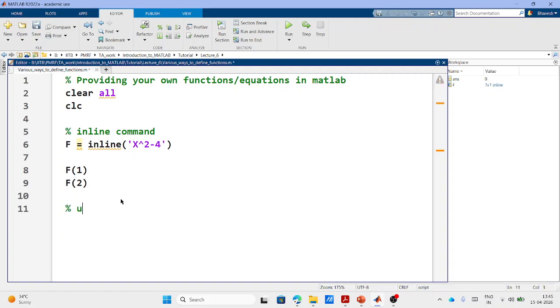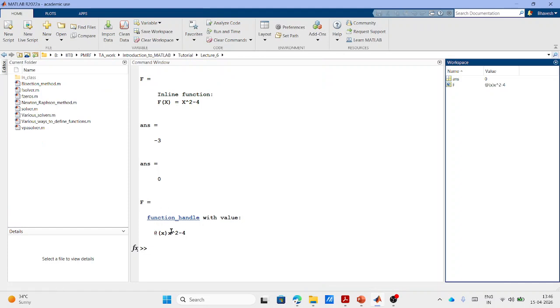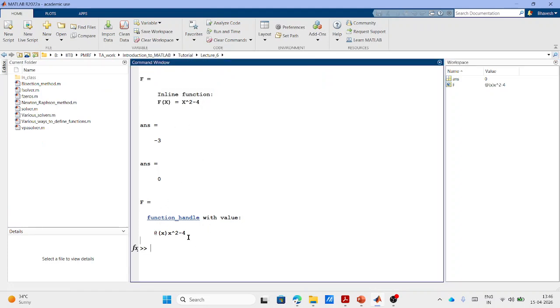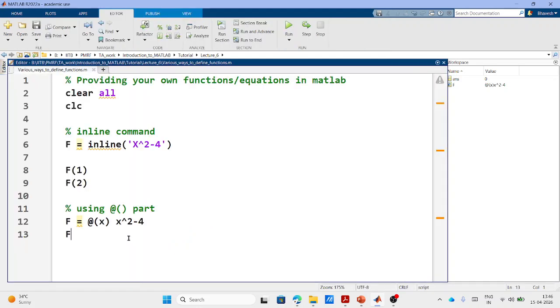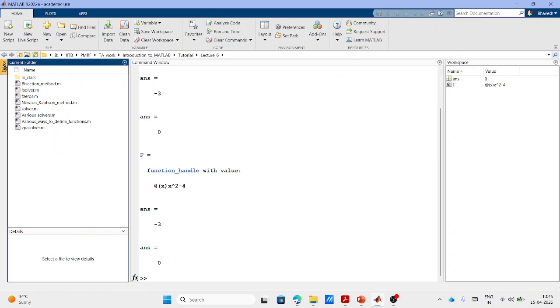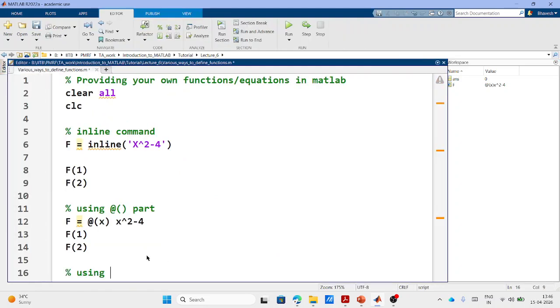Another way is using @. Here f becomes, first you write @ and then you provide what will be your dependent variable. In case my dependent variable is x, I write the same x, and then I have to write the equation, which is x square minus 4. Okay, and if I run it, again I am getting the function handle. So the first one is the inline function and this is the function handle. It's a second way of providing it, where you provide the variable x and this is the function, right? So same thing, I can call it f of 1 here, f of 2 here, and run it, and I should get the same answer. Okay? Then the third option that you have is using symbols.